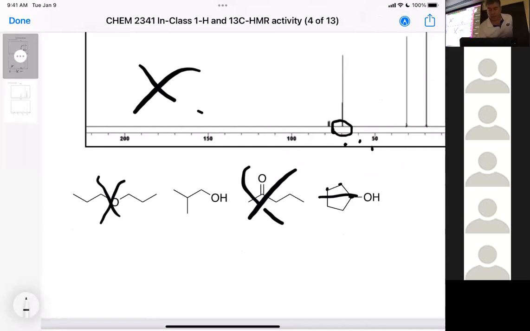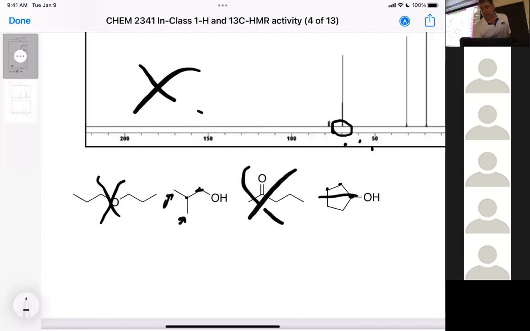This would give us 1, 2, and then look, these 2 are equal right here. So that would probably give us 3 signals in carbon NMR. Okay. So how are we going to tell them apart? Well, let's figure out what our splittings would be.